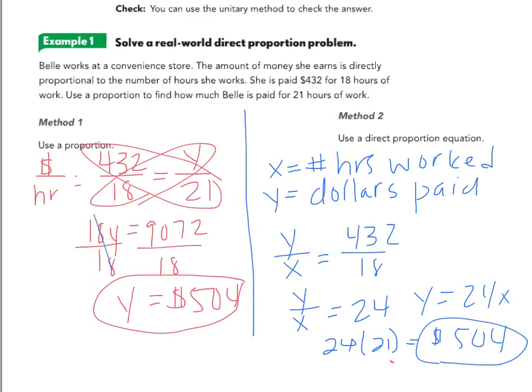Now, if we use the direct proportion equation, X is the number of hours worked, Y is the dollars paid, so we have Y over X equals 432 over 18, and when we divide, we get 24, so Y equals 24X. So to find the dollars paid, you take 24 times the number of hours worked. So 24 times the number of hours worked, they told us was 21, gives us also 504.